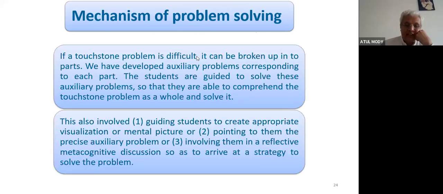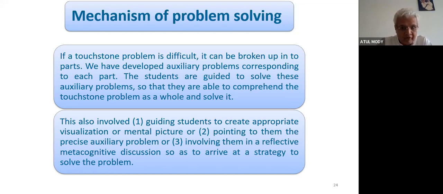So this is a mechanism of problem solving. So when I said provide scaffolding, we give them problems, etc. Then if the problem is difficult, then it can be broken into parts, as I've already mentioned. Then we develop auxiliary problems, and students should be guided to solve these auxiliary problems, and then made to come back to the original problem, and then use their understanding of solving the smaller problems into solving a more difficult one, which they found difficult. Okay, so it involves guiding students to create appropriate visualization or mental picture, pointing them to precise auxiliary problems, sometimes creating on-the-spot examples, questions, challenges, or conflicting ideas for them to really do some thinking about their own way of processing information.